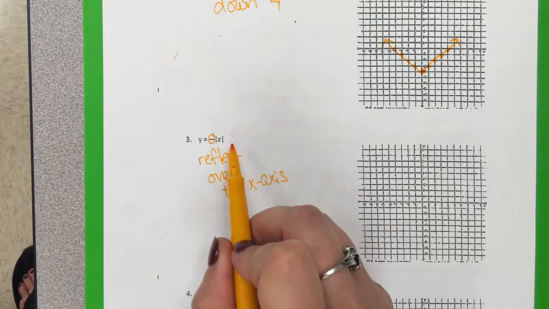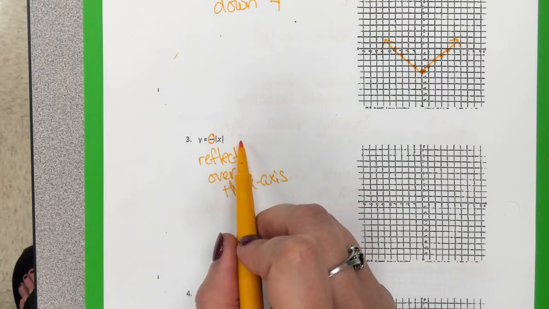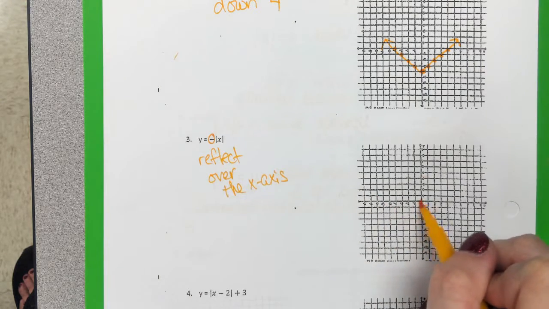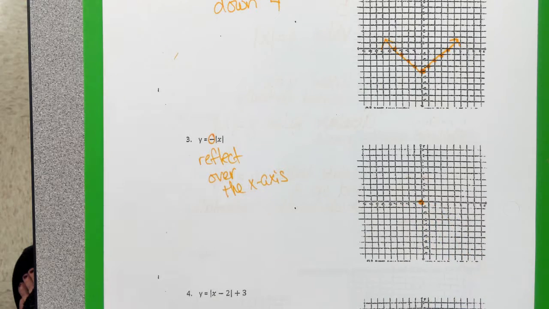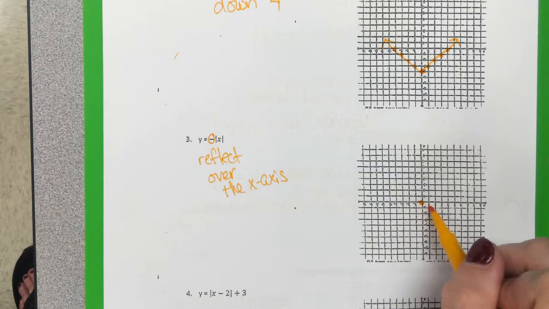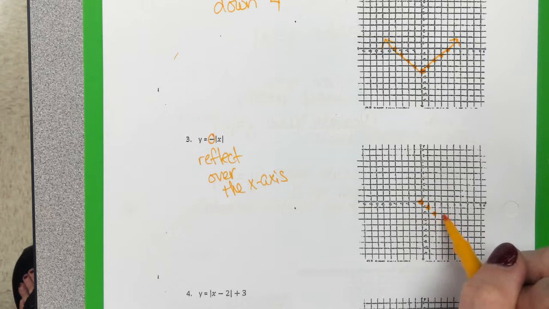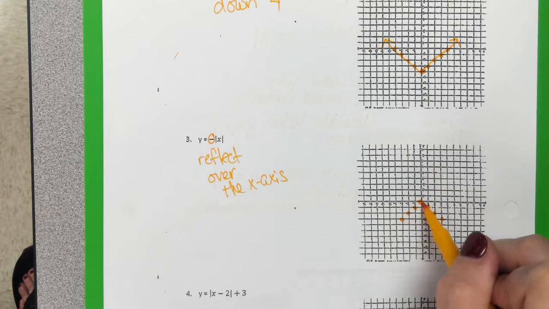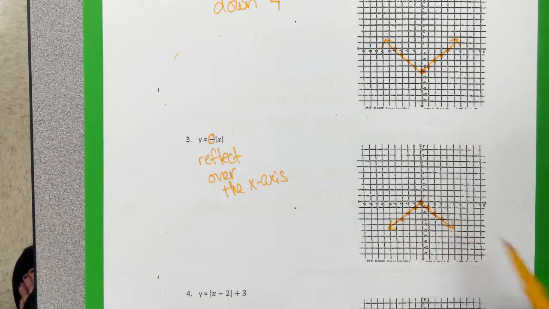All right. So, where's my vertex going to start at? If I'm not adding or subtracting anything back here, 0, 0, right? But look, instead of going out 1 and up 1 on both sides, what am I going to do? Out and down, because it's going to be flipped over. Very good job, Ethan. See how it's flipped upside down? Real easy, okay?